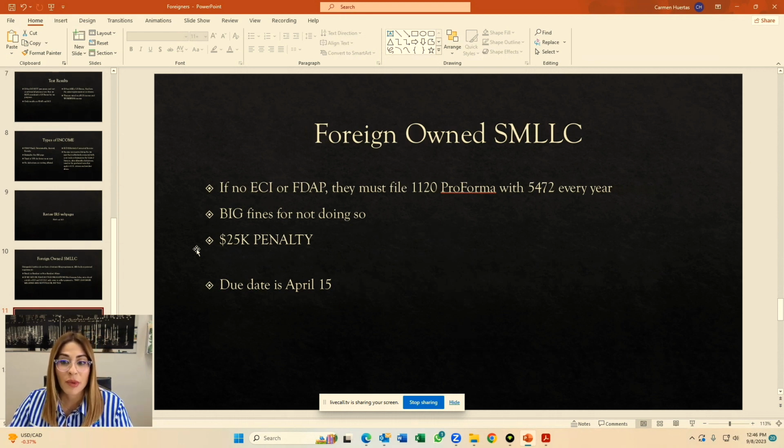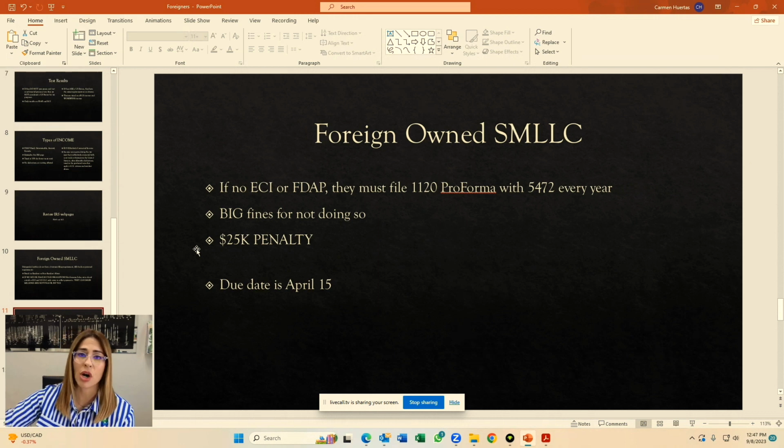Foreign owned single member LLCs. Again, if you don't have any ECI or FDAP, you don't have a tax requirement, but you must file a 1120 pro forma with the form 5472 every year. Now, what is this? 5472 is a form that must be presented to the IRS with information on any majority owner or sole owner, if they're a foreigner, of an LLC.